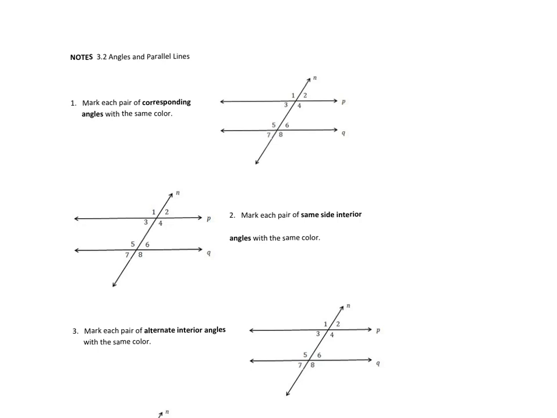So now we want to mark each pair of corresponding angles with the same color. Keep in mind our previous definitions. Let's go with green for consistency. My fill function won't work properly here because these lines aren't bounded. Functionally, angle 2 here corresponds with angle 6 down here. Angle 1 corresponds with angle 5 down here.